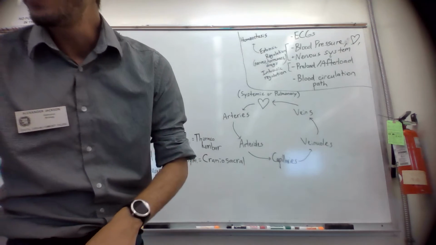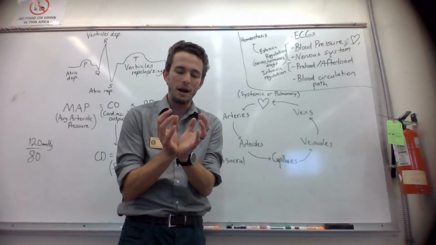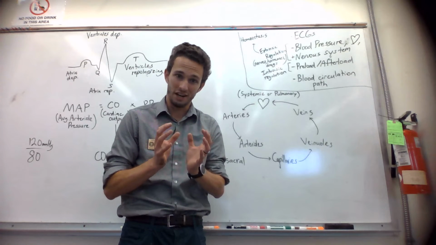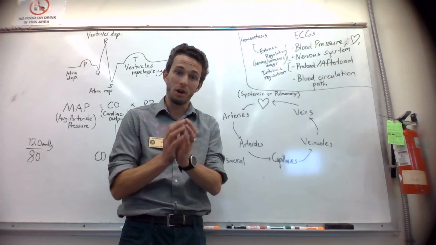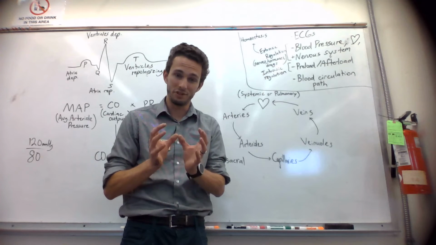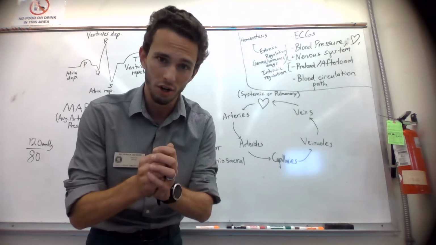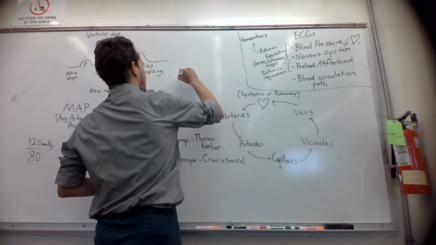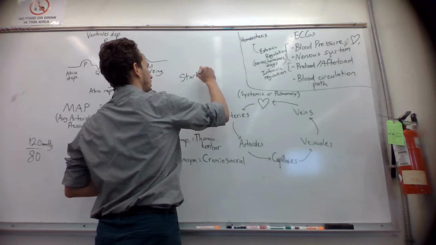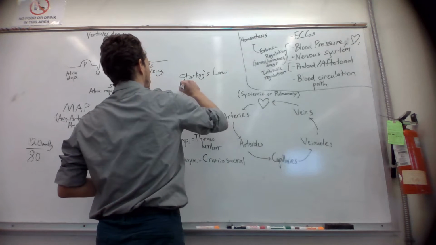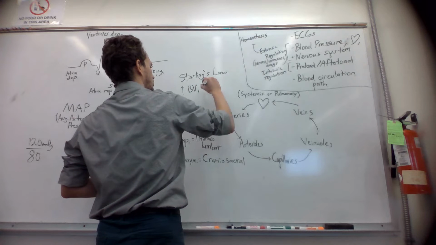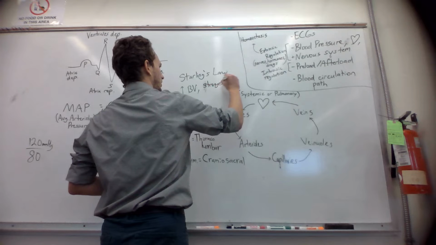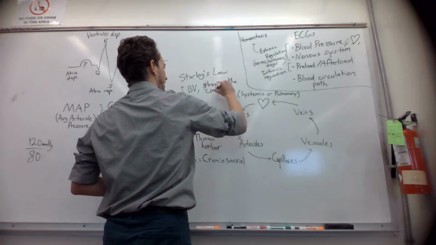The preload is basically how much volume of blood is in the ventricle right before contraction. This is what I want you to remember. The more blood that fills the ventricles, the stronger the contraction of the ventricles. This is called Starling's law of the heart. Starling's law. That means that with more blood volume, the stronger the contraction.